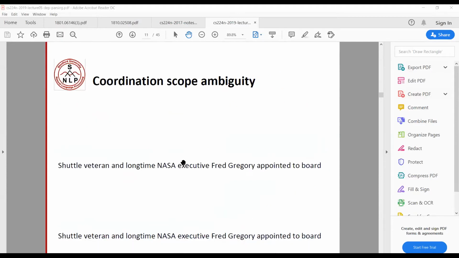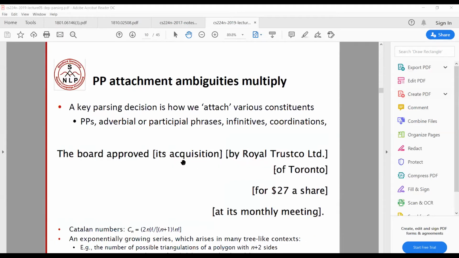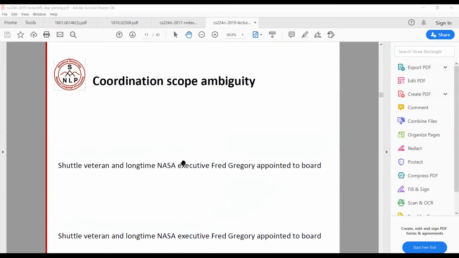Okay, well, let's go on. He's talking to linguistics students who studied linguistics in school, and we haven't. So let's see, shuttle veteran.